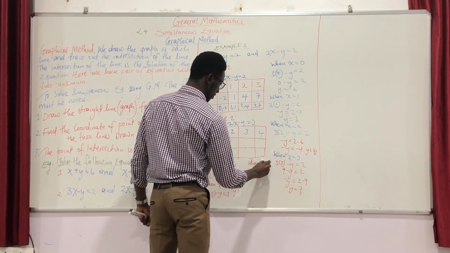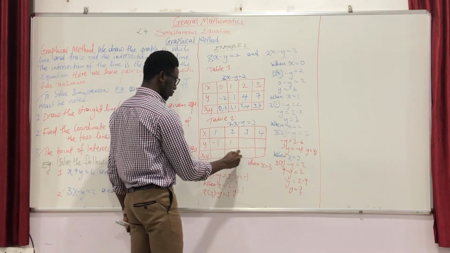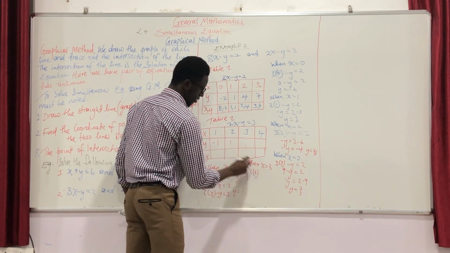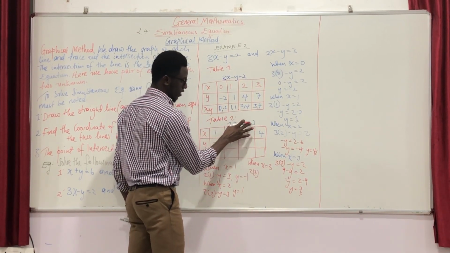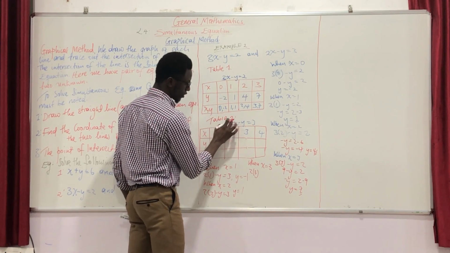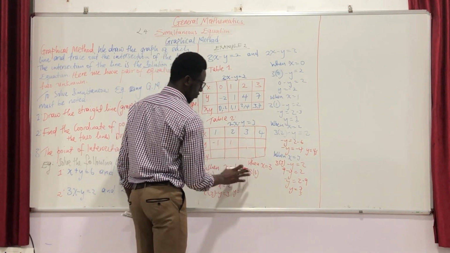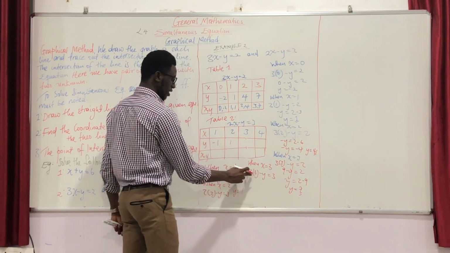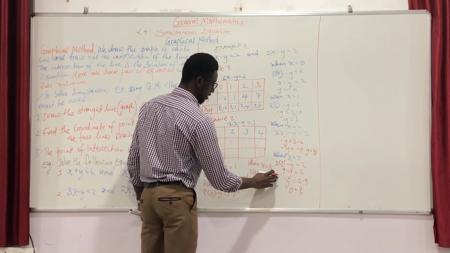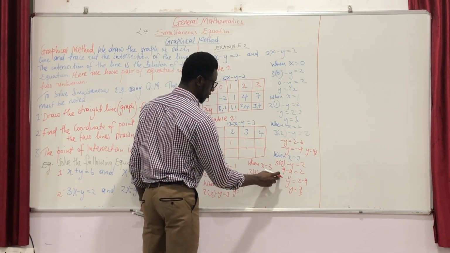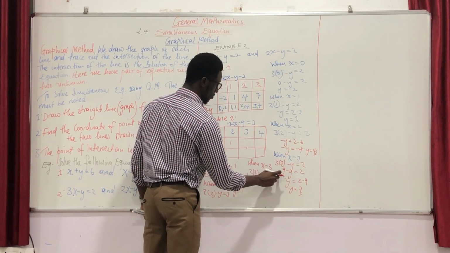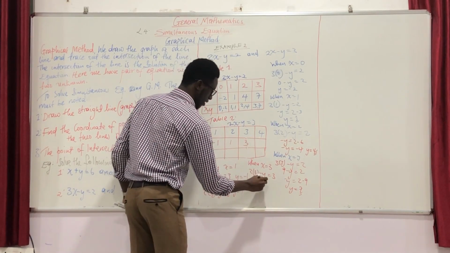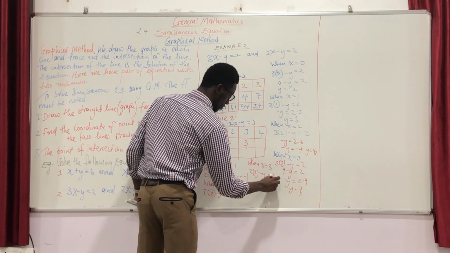When x equals 3, again we say 2 into 3, because our equation here is 2x minus y equals 3. So we substitute x by the value given. Now we say 2 into 3 minus y equals 3. 2 times 3 is 6. Now 3 minus 6 is minus 3. Minus y divided by this negative sign becomes 3. Therefore, y equals 3.